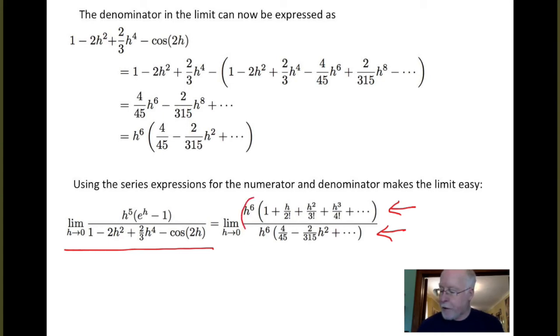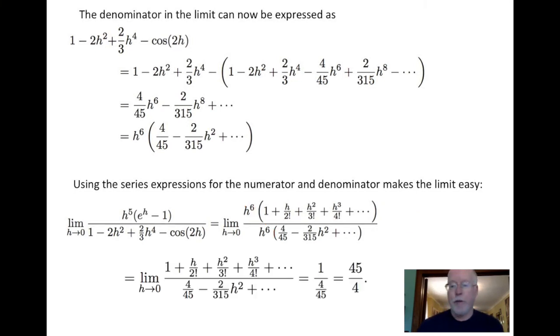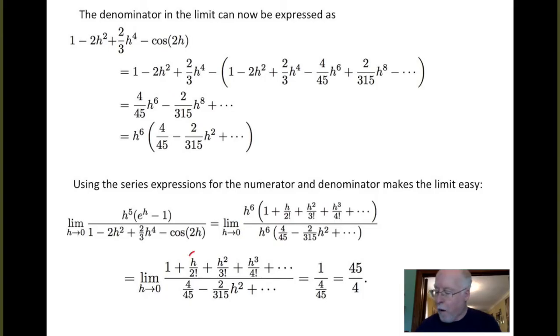And this h to the sixth factor is just begging to be canceled. So once we cancel this, we're in a position to evaluate the limit. So we now see we have a nonzero numerator and denominator. As h goes to 0, neither of those becomes 0. Now as h goes to 0, all of these terms go to 0. Similar for anything in the bottom with a power of h involved. And we're left then with just 1 over 45/4, for an answer of 4/45.